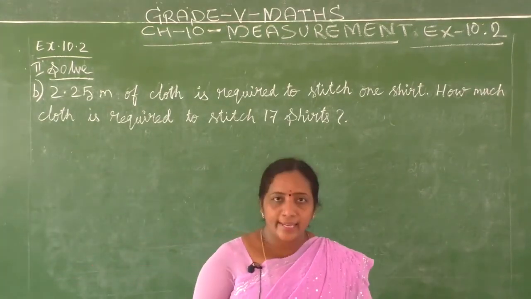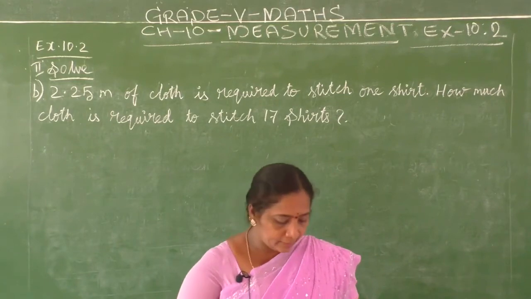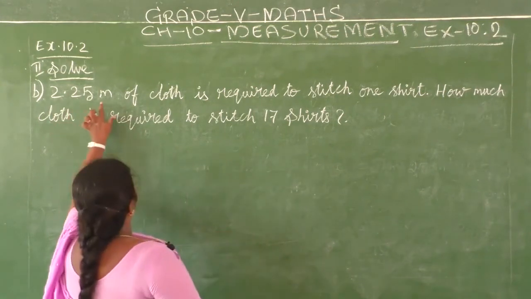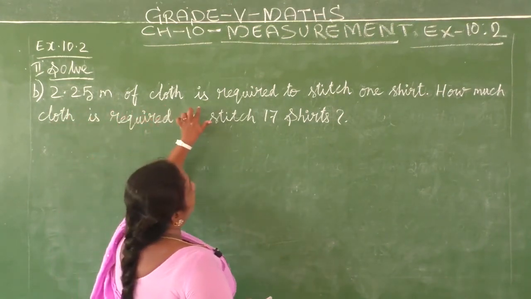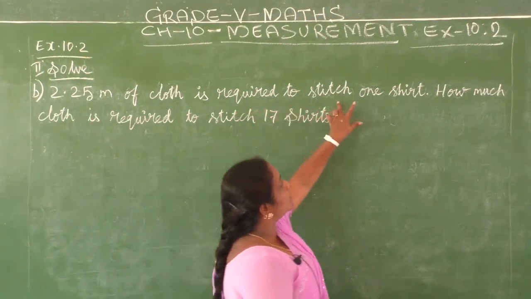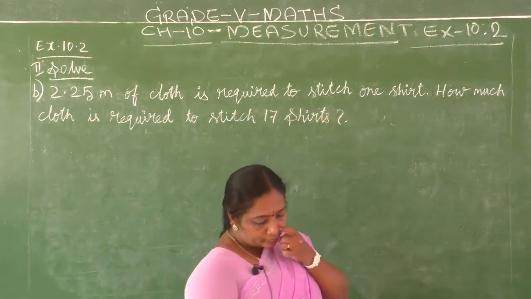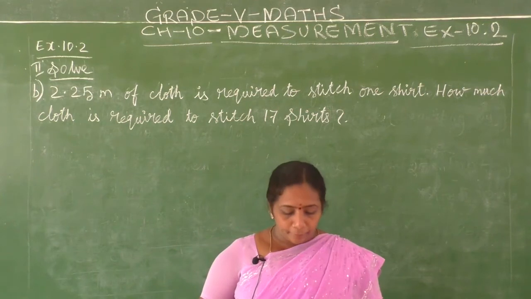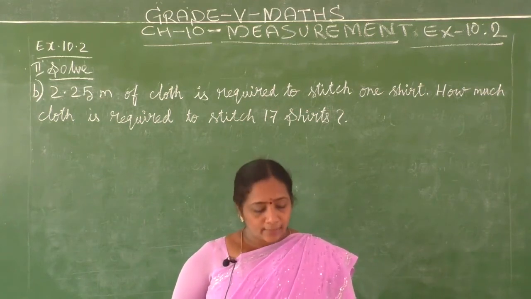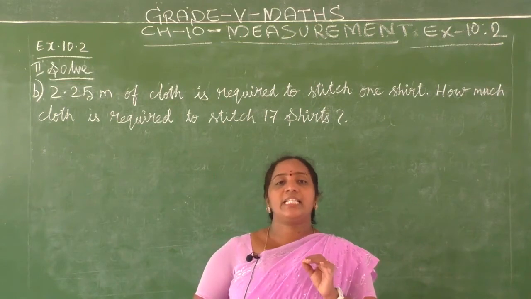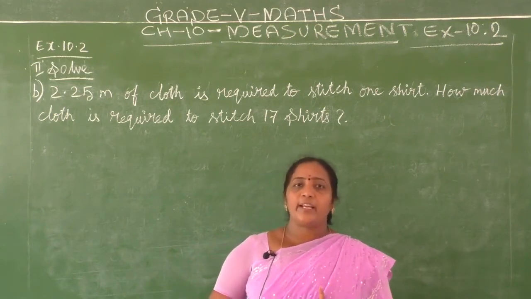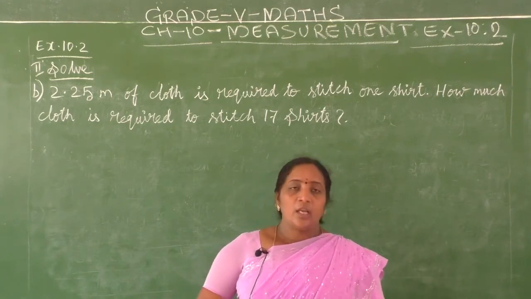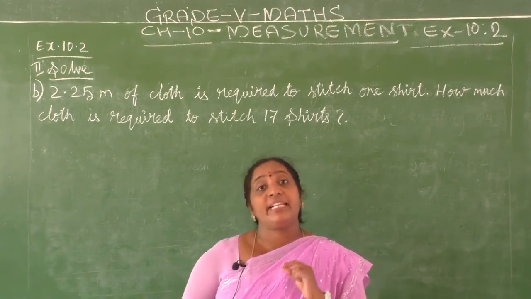Okay, in the second Roman, second sum, B sum, they gave 2.25 meter of cloth is required to stitch one shirt. How much cloth is required to stitch 17 shirts? They gave the requirement of cloth for one shirt is 2.25 meter. That means how much cloth we require to stitch 17 shirts.